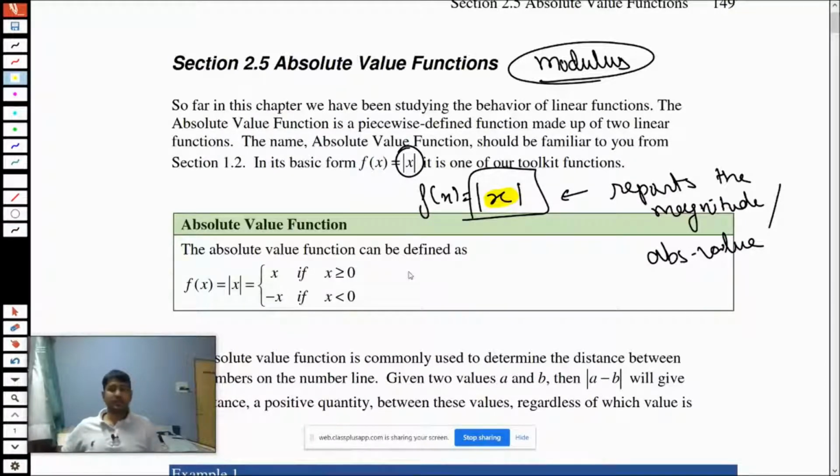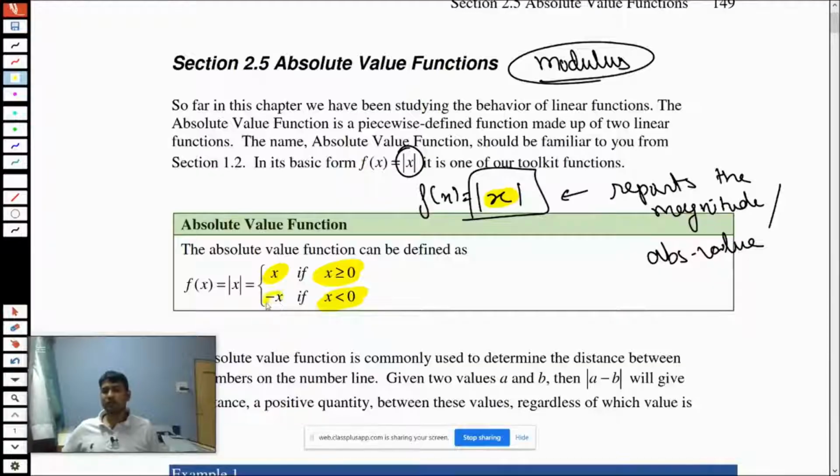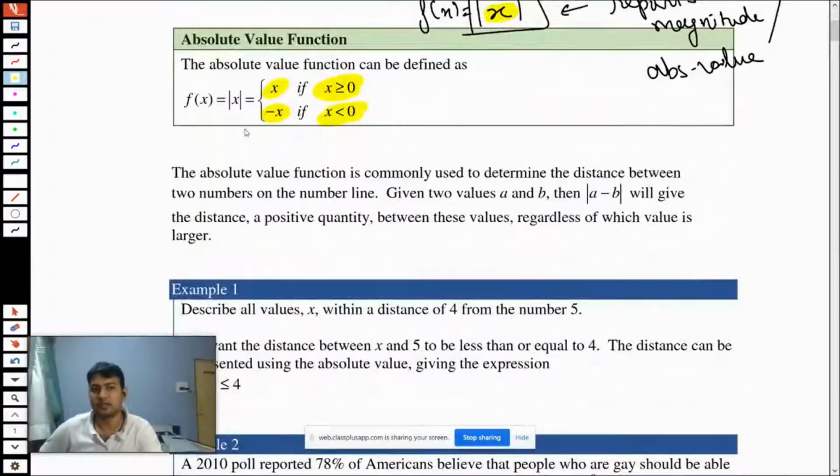So if the thing inside the mod is positive to begin with, you report it as it is. If it is negative to begin with, you multiply it with a negative sign, that is, you make it positive. So the final output is basically the positive value or the magnitude of this particular function. Okay. Absolute value function is commonly used to determine the distance between two numbers on the line.